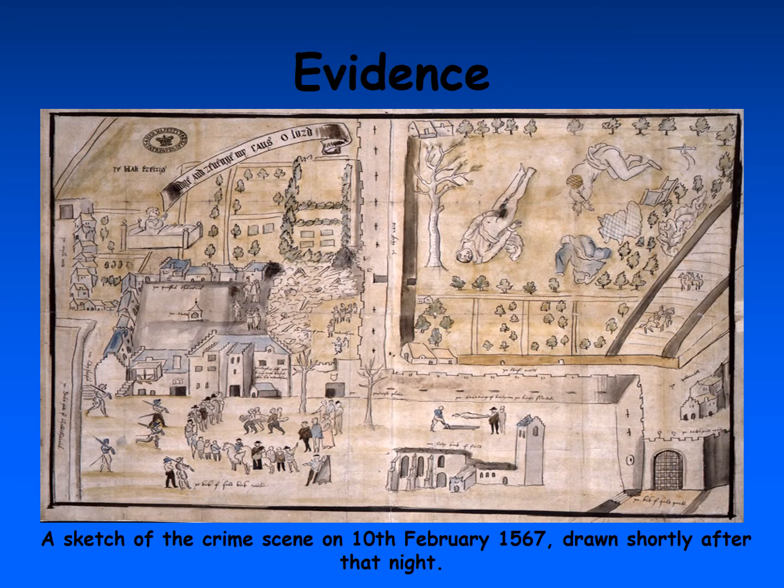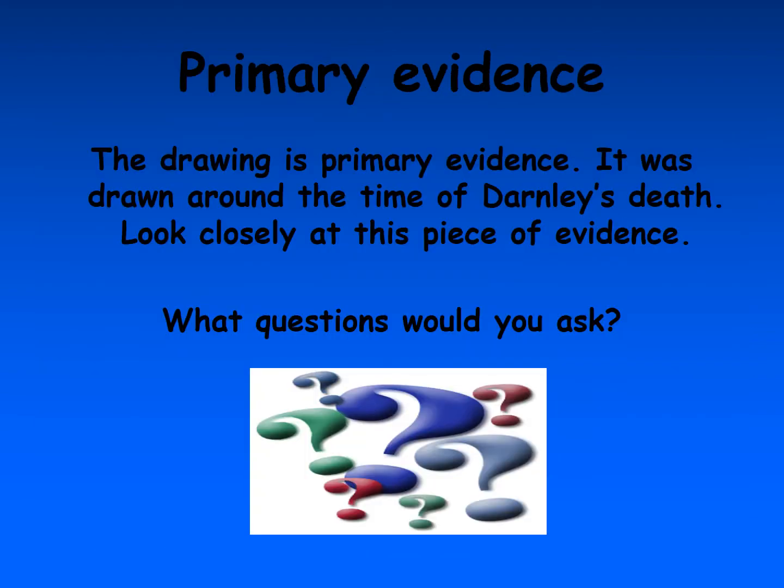Evidence. A sketch of the crime scene on the 10th of February 1567 drawn shortly after that night. Have a look. What can you see? Do you have any questions based on this sketch of the crime scene? This drawing is primary evidence. It was drawn around the time of Darnley's death. Look closely at this piece of evidence. What questions would you ask?